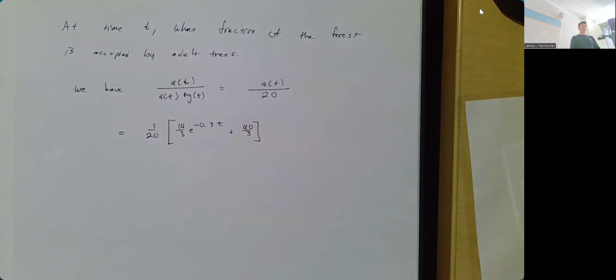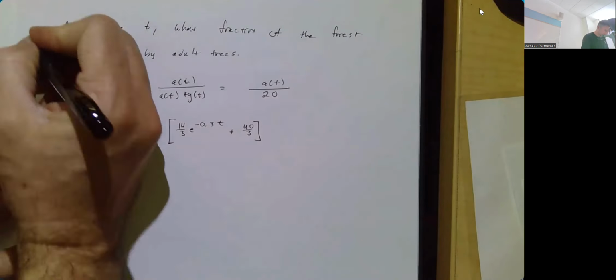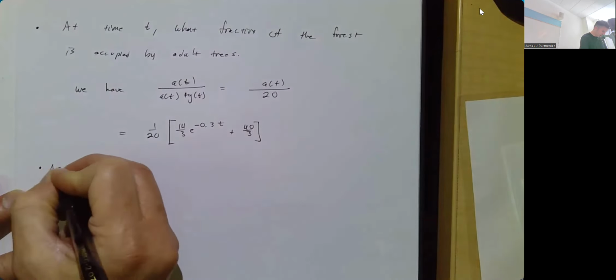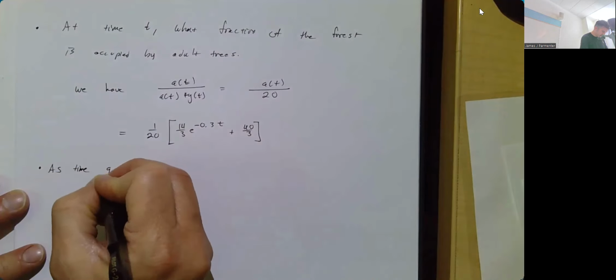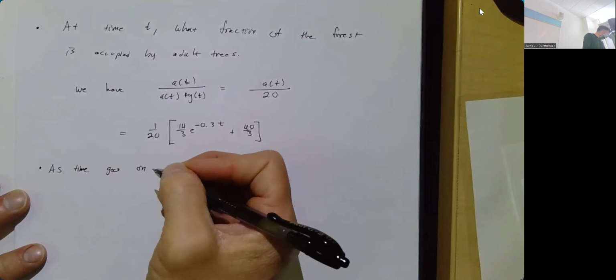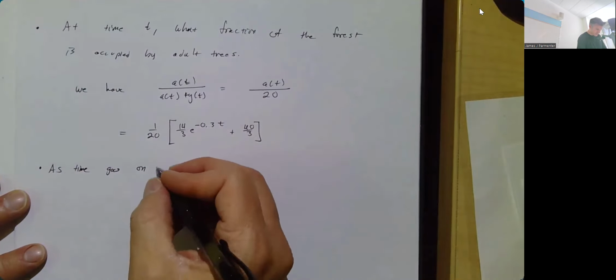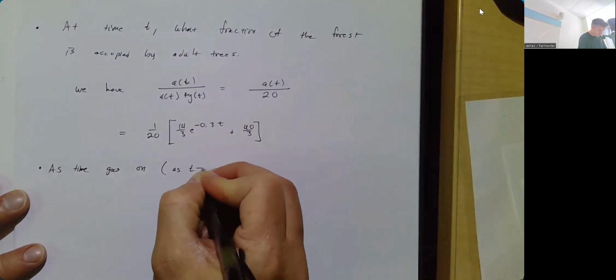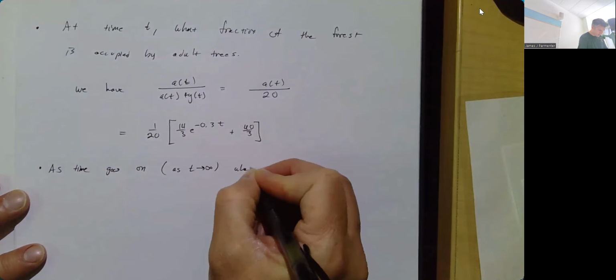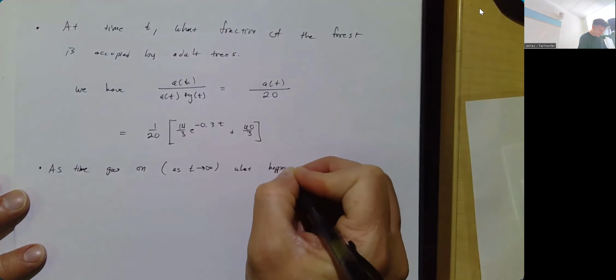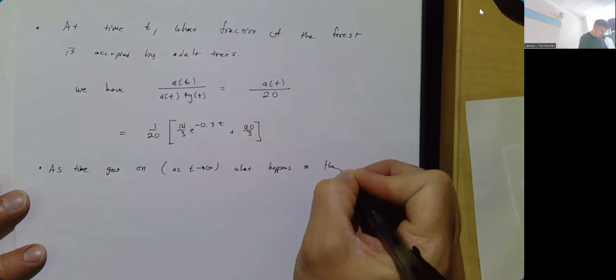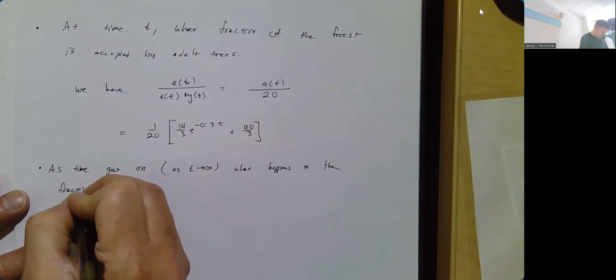You can multiply that through if you really wanted to, but I don't think we really want to, because that's not the question that we actually care about. The question that we actually care about is, as time goes on, meaning as t goes to infinity, what happens to the fraction of adult trees in the forest?